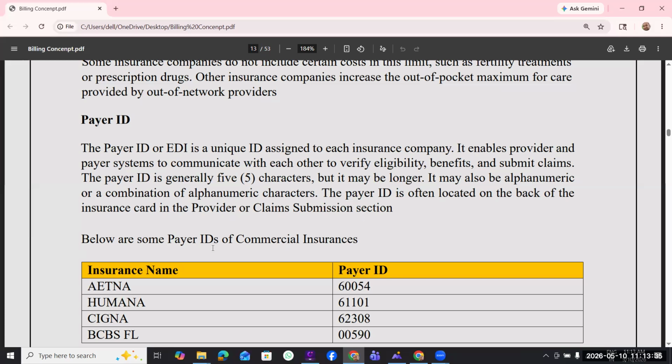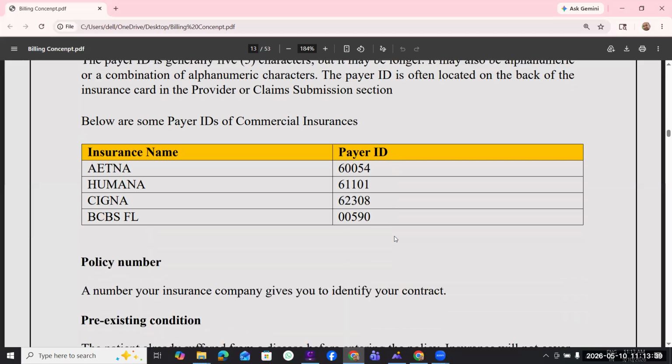Below are some payer IDs of commercial insurance. Here is a given example: Aetna 60054, Humana 61101, Cigna insurance 62308, and BCBS Florida is 00590. These are examples of payer IDs so you can recognize how they look.